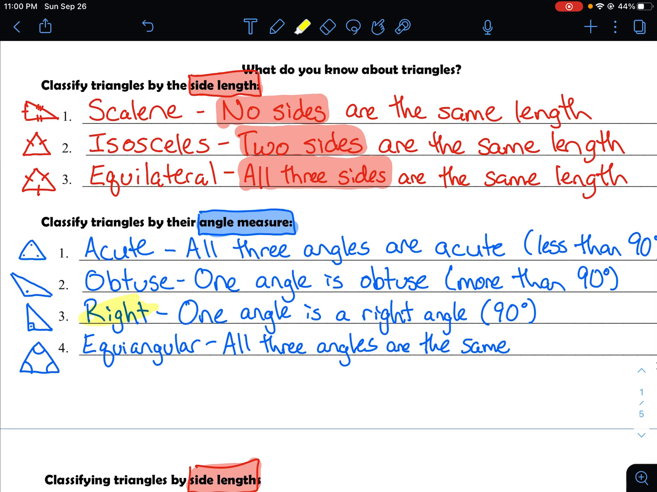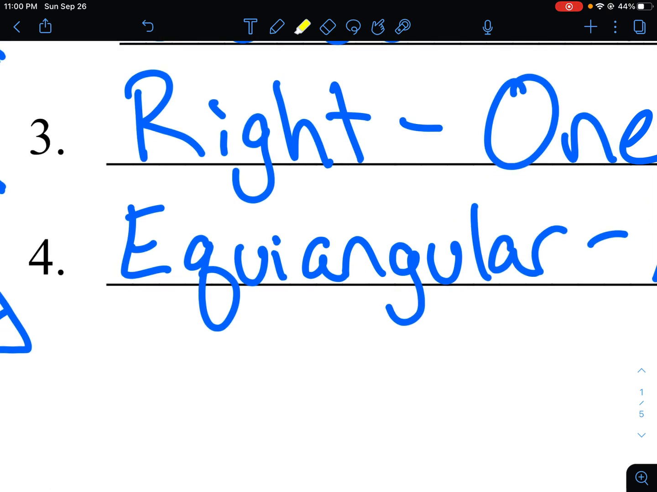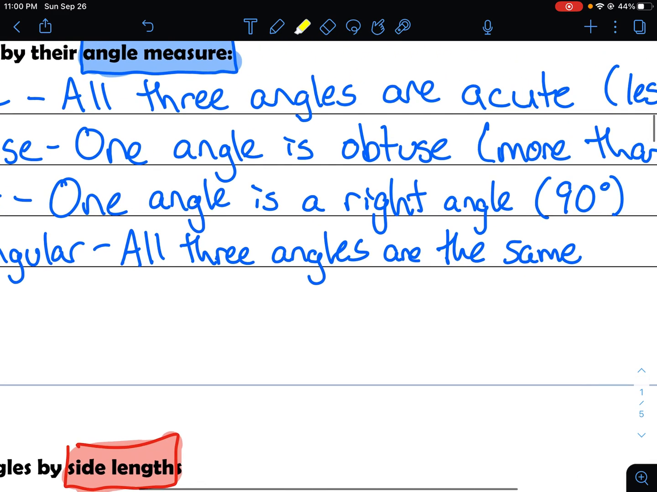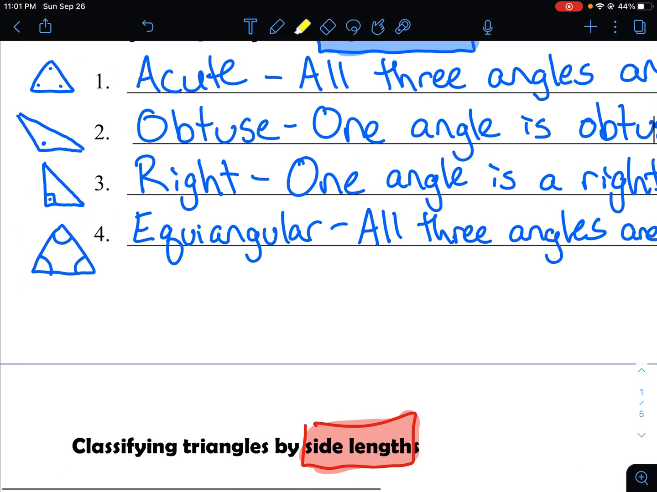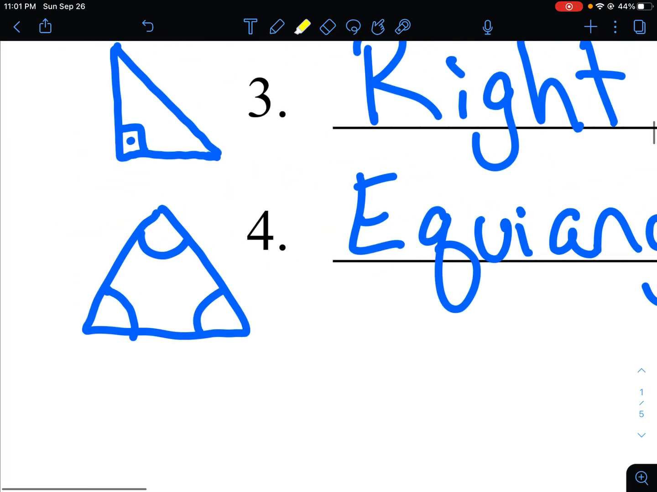A right triangle is when one of the angles is 90 degrees. It's a right angle. And then typically the one that students haven't heard of when they've come to this class is equiangular. Again, it's got that prefix of equa, meaning equal, and angular, meaning angles. So equiangular directly translates to equal angles. This is when all three angles are the same size. So we can see we've got those arcs.